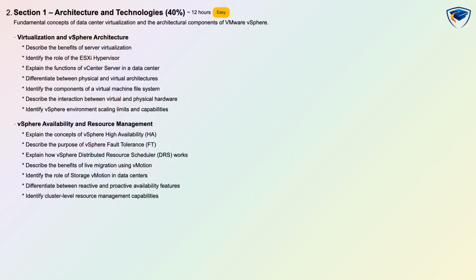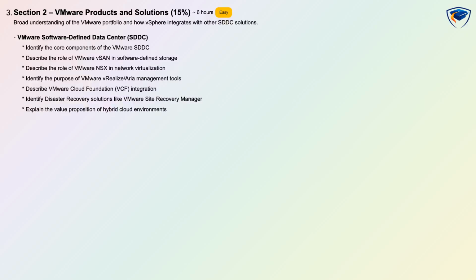system components. You will also study availability and resource management concepts such as vSphere high availability, fault tolerance, distributed resource scheduler, and the benefits of live migration with vMotion and storage vMotion. Learn to distinguish reactive from proactive availability features, and understand cluster-level resource management capabilities and environment scaling limits. Mastery of these architecture and availability topics will prepare you to reason about design choices and expected behavior in scenario questions.